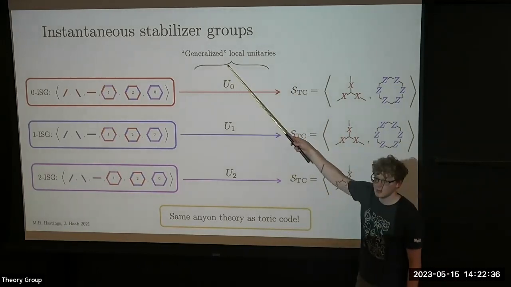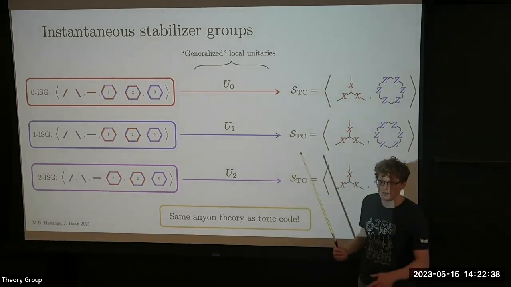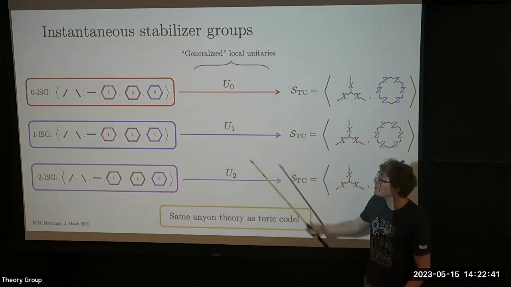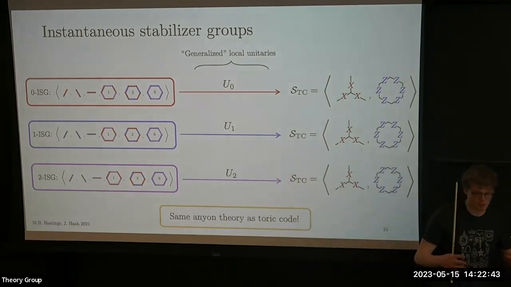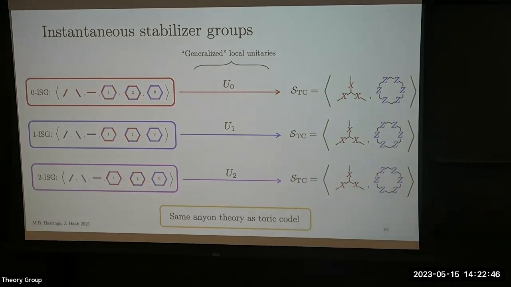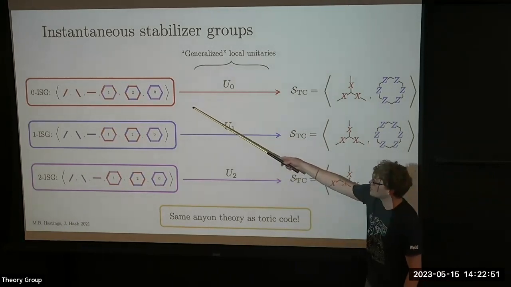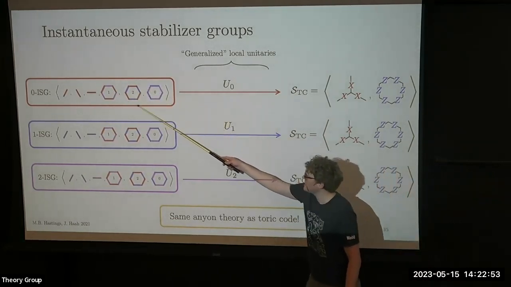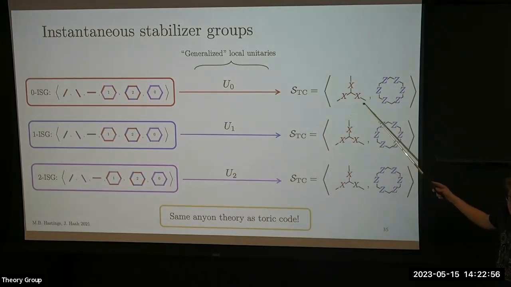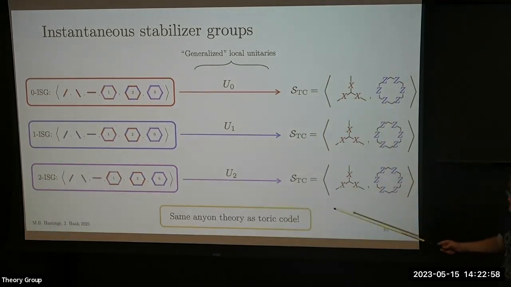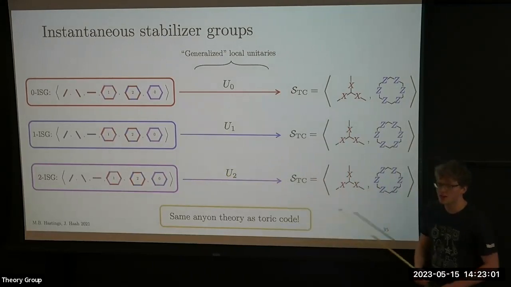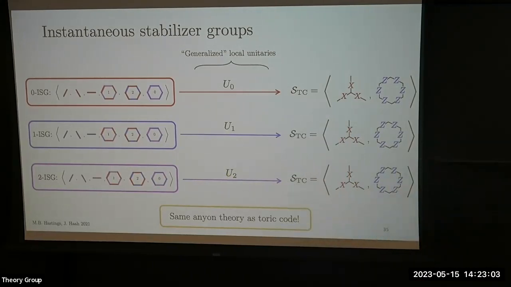By a generalized local unitary, I mean we're allowed to add and remove ancillary qubits, and we're allowed to act with a unitary that preserves locality, maps local operators to local operators. I won't go through the details here. I'm happy to discuss it afterwards. But the point here is then we can map each of these to something that looks like a toric code stabilizer group. That means that the instantaneous stabilizer groups are characterized by the same topological order as the toric code. In other words, they have the same anyons exhibited by the instantaneous stabilizer groups.